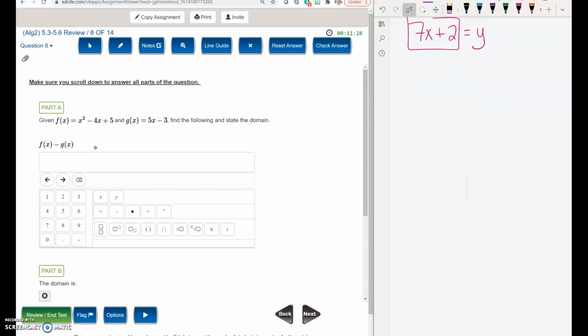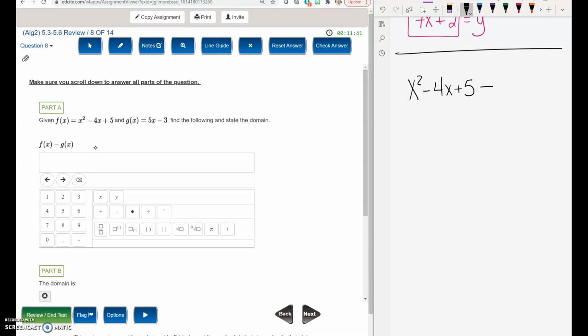Okay. This one, it gives us f of x and g of x, and it wants us to subtract. So our f function is x squared minus 4x plus 5. We need to subtract the g function. I'm going to put that entire g function in parentheses because when you're subtracting g of x, you're subtracting all of that g function. That means the first one doesn't change at all, but we're subtracting 5x and we are subtracting a negative 3, which is adding 3.